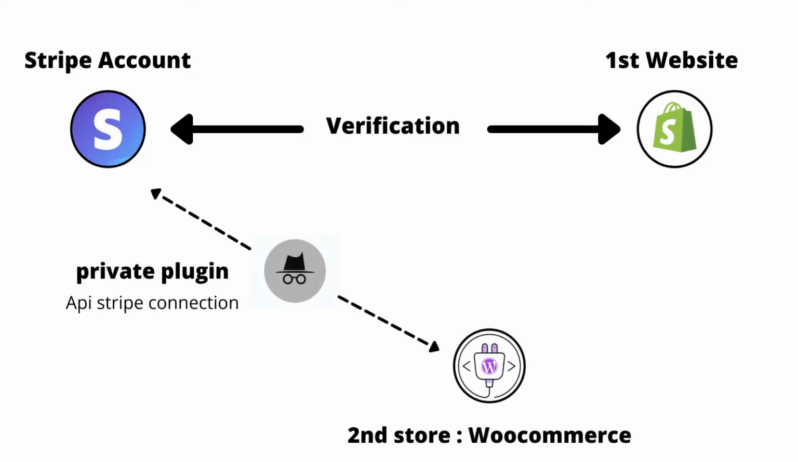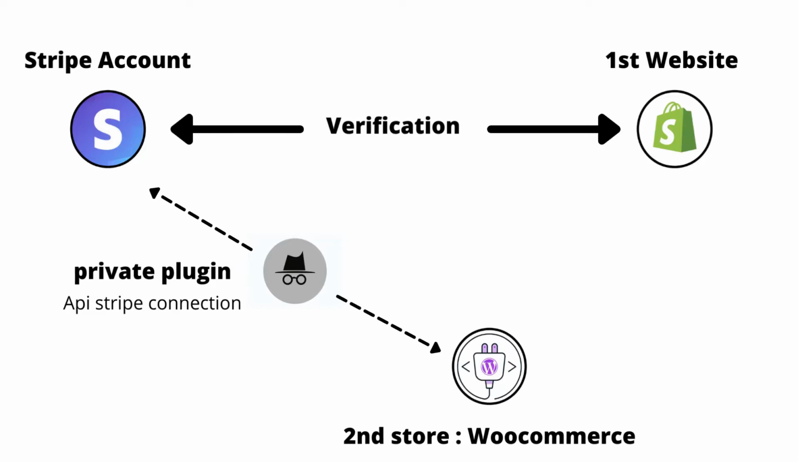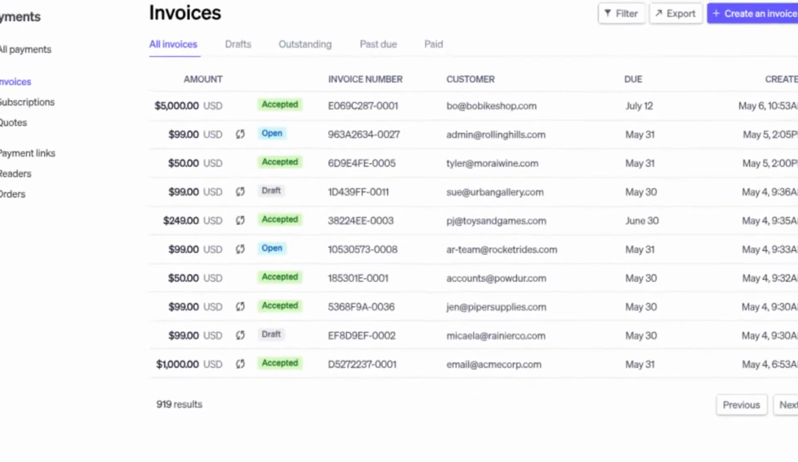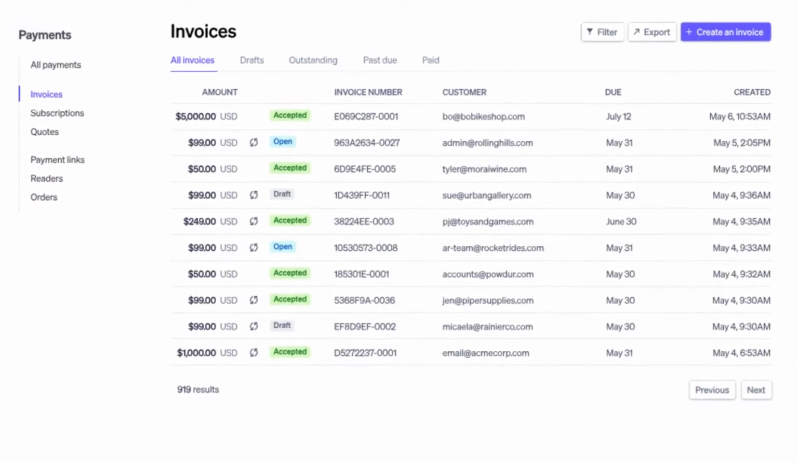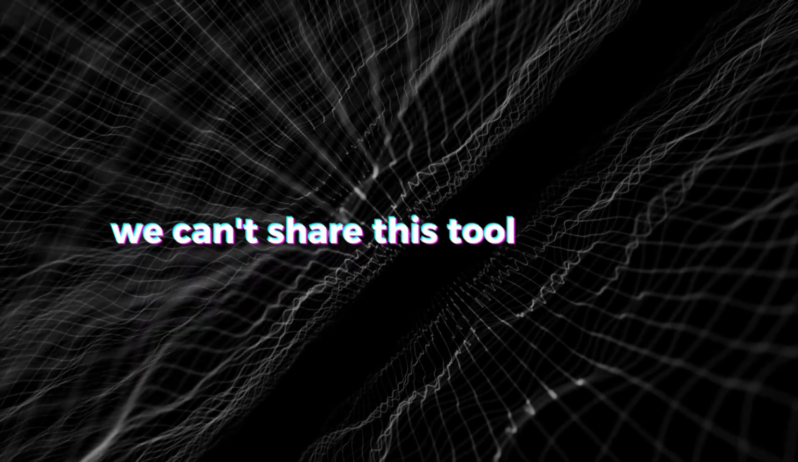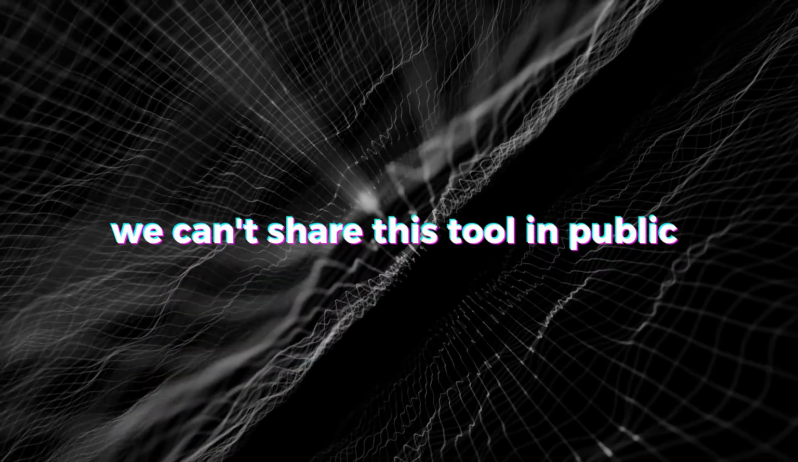And the second website or store where we are selling our products and services, this website will be connected with Stripe using a special tool that will allow you to use Stripe without Stripe knowing that you're using it, which means Stripe will not be able to check your website or the products you're selling. For Stripe, the sales are coming from the first website connected with your account. Unfortunately, we can't share this tool in public with everyone as it may be used in a bad way, which can affect the whole method.